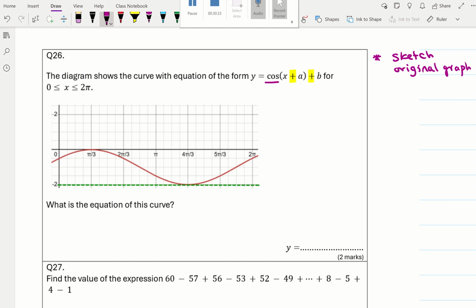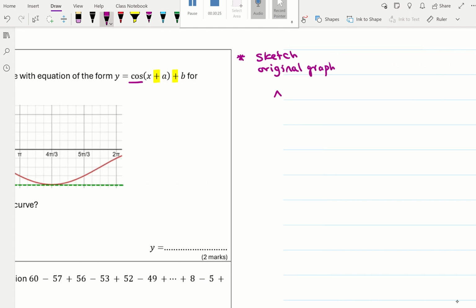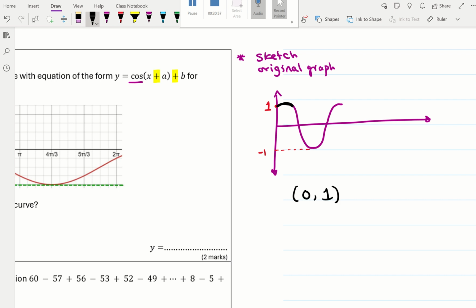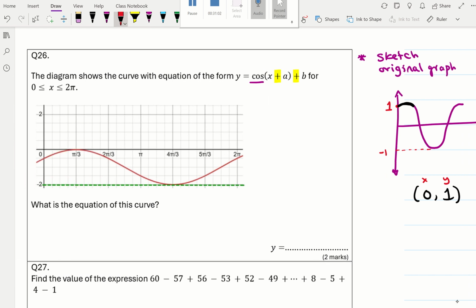So this is the cos graph from 0 to 2 pi. It goes like this. This is 1, and this is -1. And that's a turning point. The turning point here is (0, 1). Of course, this is x and y. And that's the first turning point that I have.